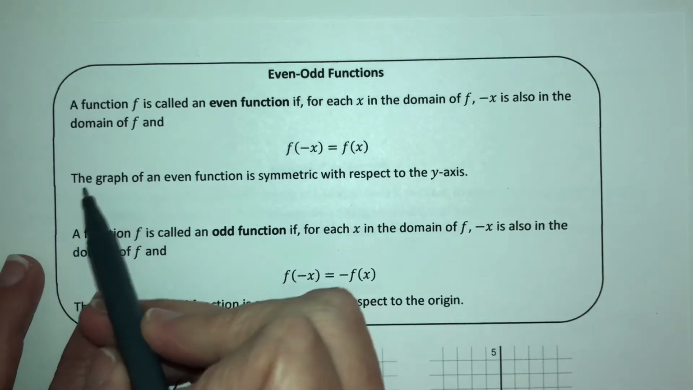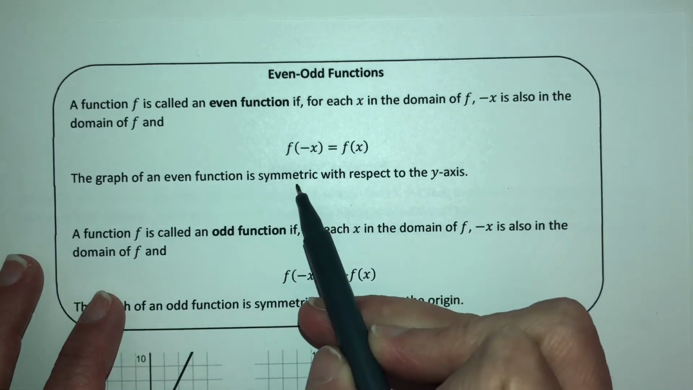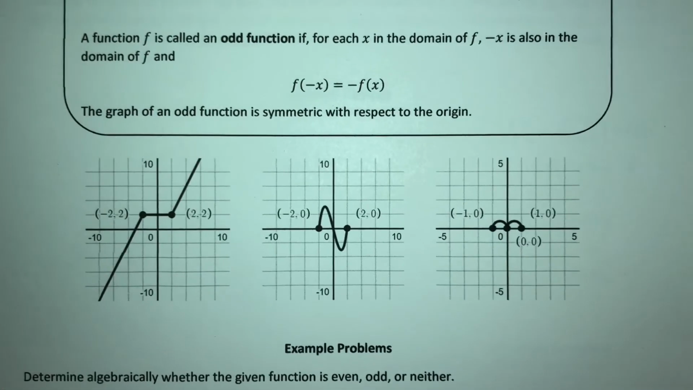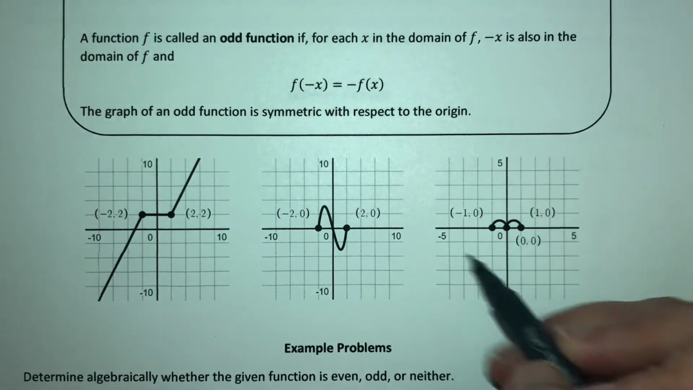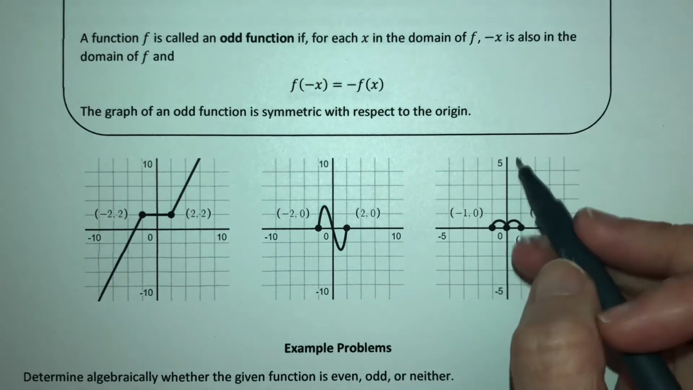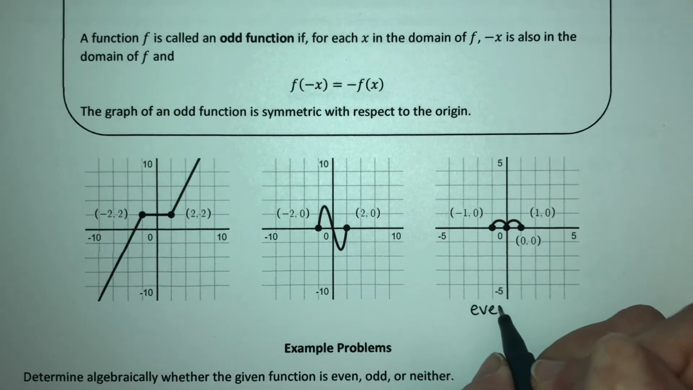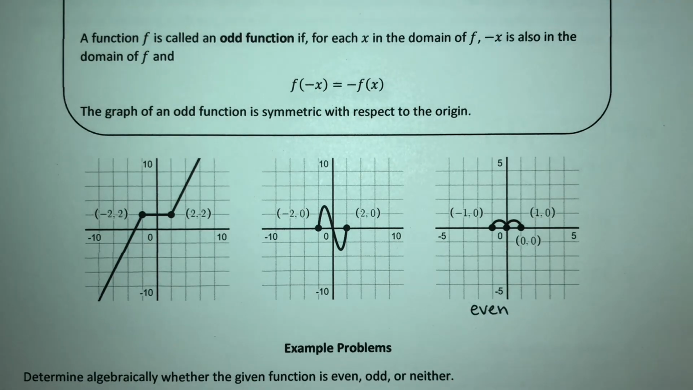The graph of an even function is symmetric with respect to the y-axis. And if you look down here at the example graphs I have given, this right here, if you fold on the y-axis, things would match up. This would be an even function.